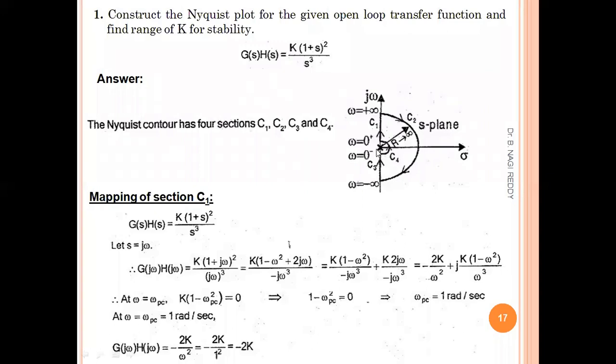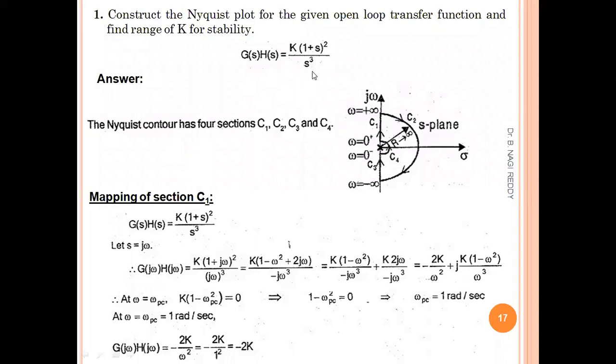For each and every open loop transfer function, the generalized Nyquist plot will be this one. If we have any pole at the origin, then this C4 curve will come. And if we have any poles on the positive or negative imaginary axis, then we will also get extra contours like C4.